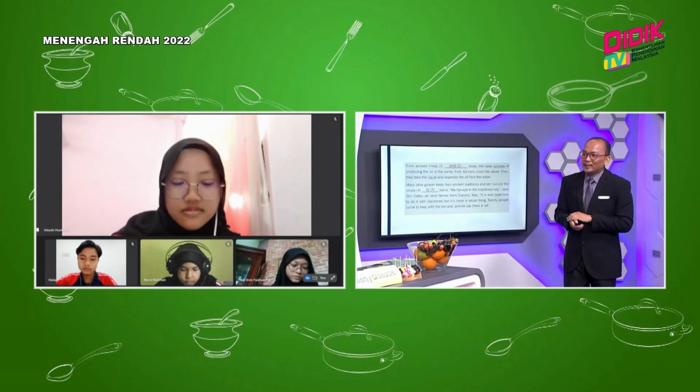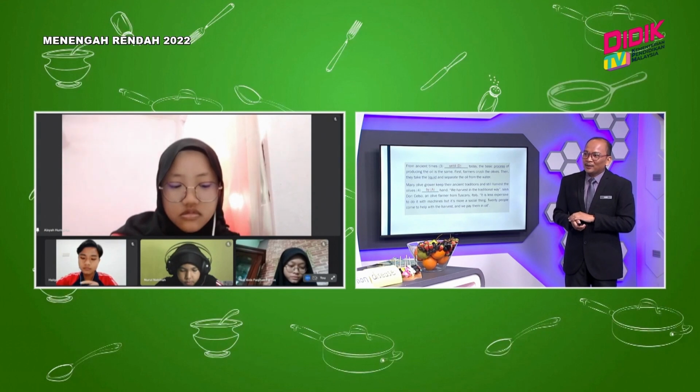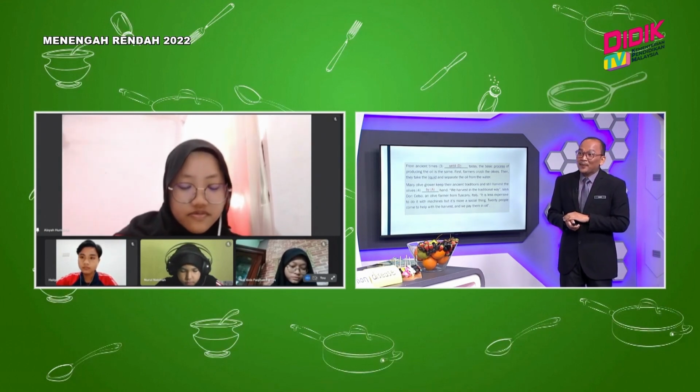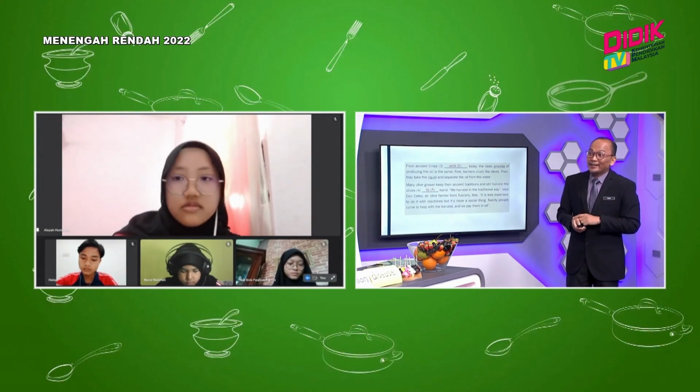We harvest in the traditional way, says Don Celso, an olive farmer from Tuscany, Italy. It is less expensive to do it with a machine, but it's more a social thing. Twenty people come to help with the harvest, and we pay them in oil.